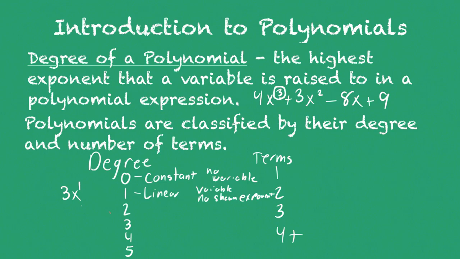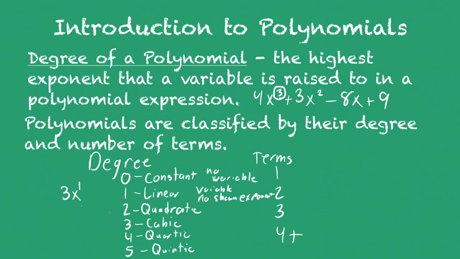All right? For a second degree polynomial, we are going to call that quadratic. Third degree polynomials, we're going to call cubic. Fourth degree, we're going to call quartic. And then fifth degree, we're going to call quintic. And then beyond 5, we don't really have special names. So if we have a 6th degree polynomial, we'll just say it's a 6th degree polynomial.